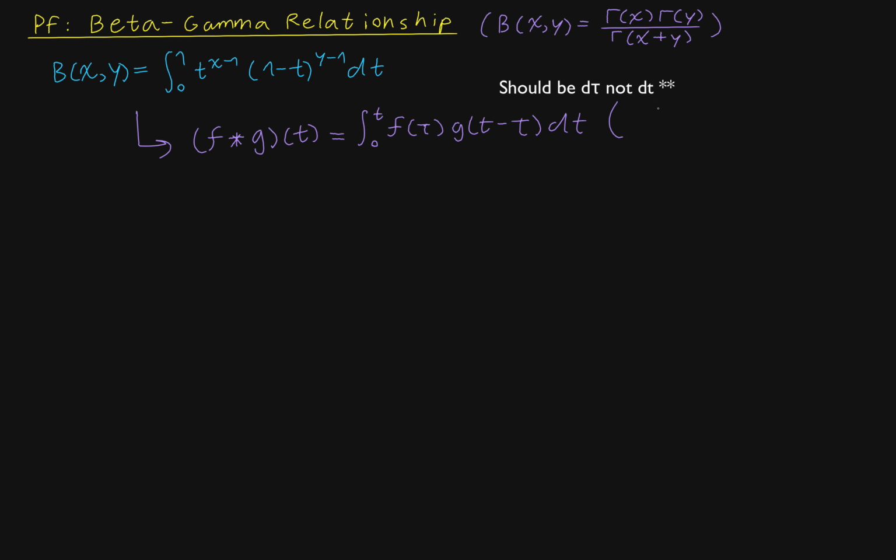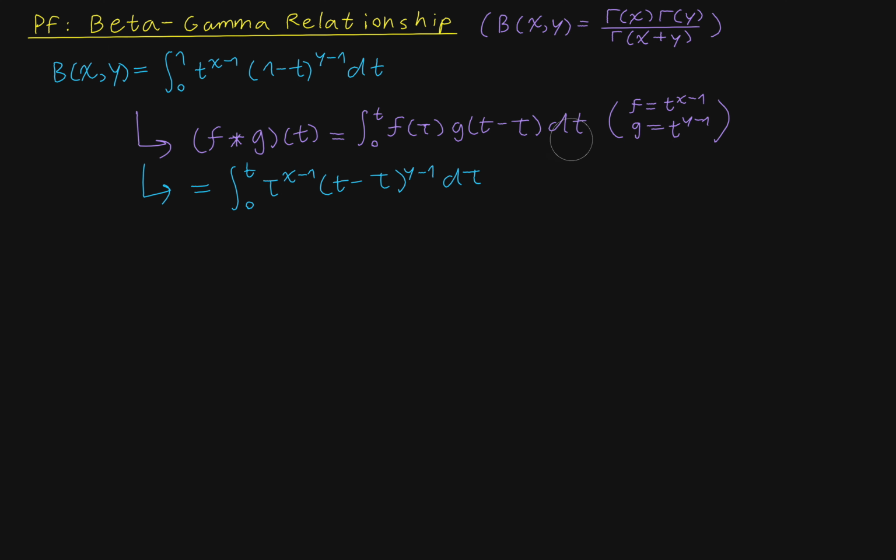And so this looks a lot like the convolution if we considered f to be t to the x minus 1 and g to be t to the y minus 1. So how about we plug this in and see that this is going to give us the integral from 0 to t of tau to the x minus 1 times t minus tau to the y minus 1 d tau. Sorry, here I forgot to say this was d tau, not dt.